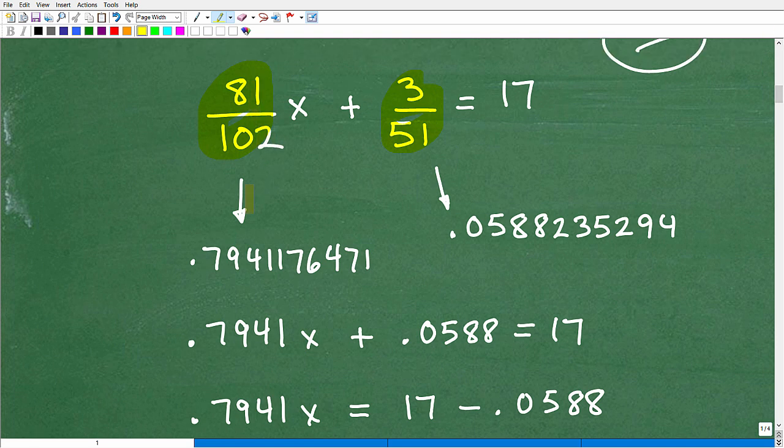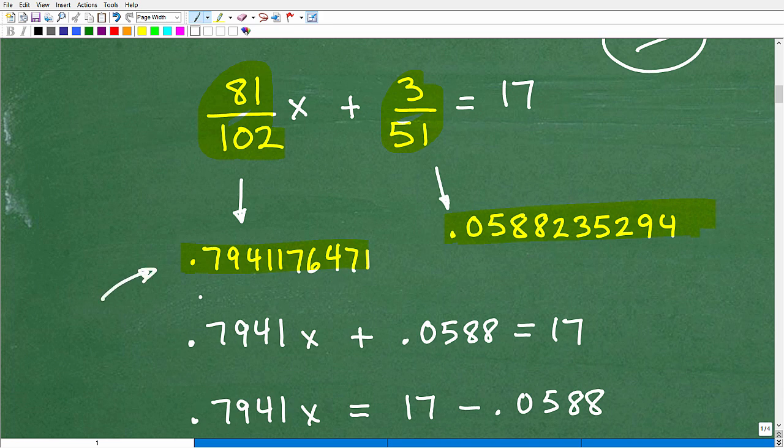And we'll say 81 over 102. You go on your calculator, 81 divided by 102, and you'll get 0.7941177647, and then 3 over 51, you'll get this nice, lovely decimal. Now, I'm being kind of generous here because a lot of students will say, all right, these are long decimals.